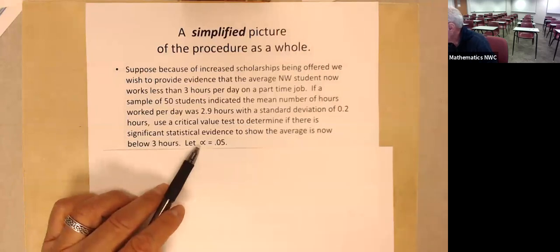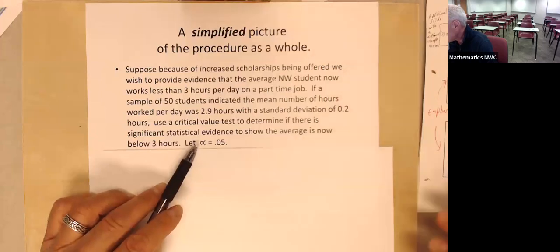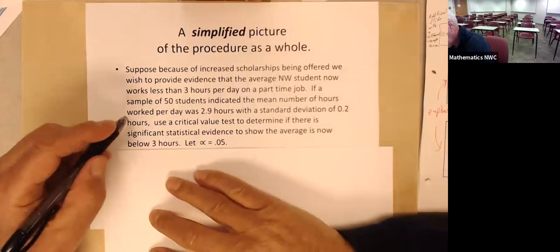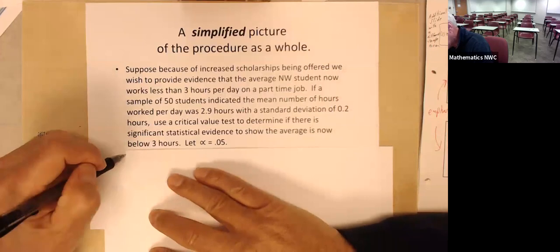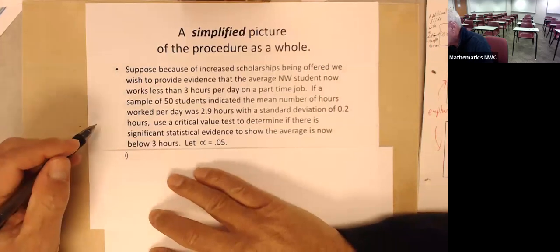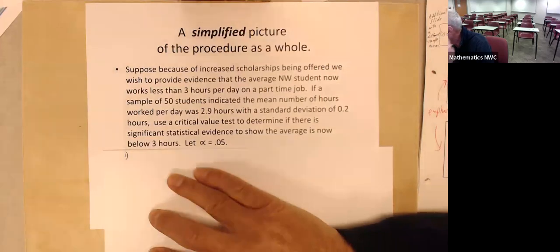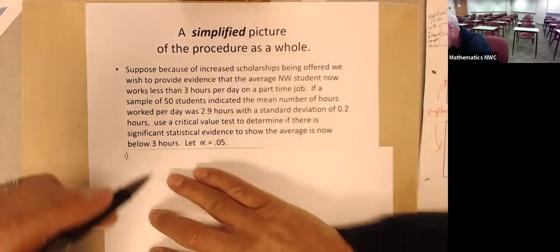Well, let's take a look at that once. First of all, I'm going to go with step number 1. This is coming off of that sheet. Step number 1 told me to list the null and the alternative.